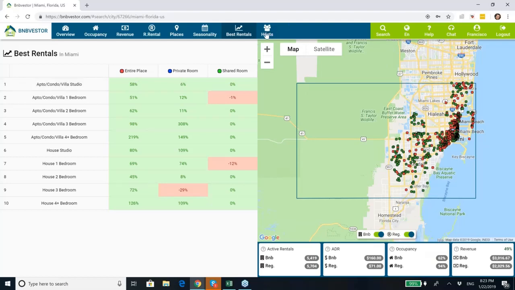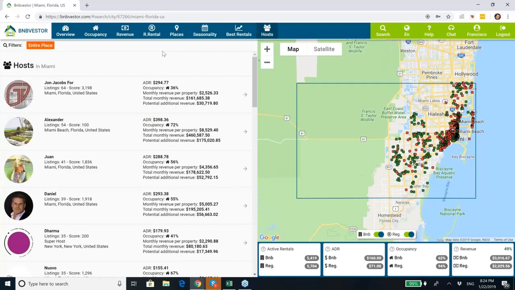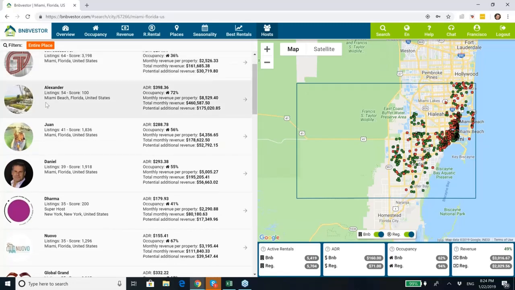Last but not least, we have the hosts. And the host is basically an analytic of what the hosts that are currently renting properties in Airbnb are doing. And this is the aha moment for everyone, guys. Why is that? It tells you right here who is making money and who isn't. Basically, you can see this host called Alexander. He has 54 listings, and let's see where Alexander has his listings. He has an occupancy of 72% and an average daily rate of almost $400 per property.